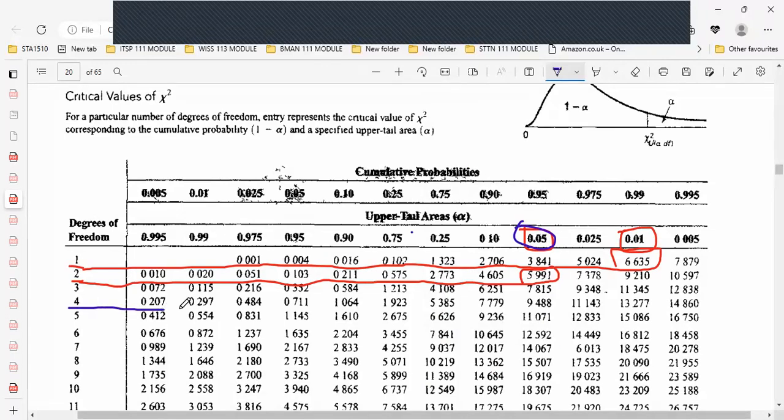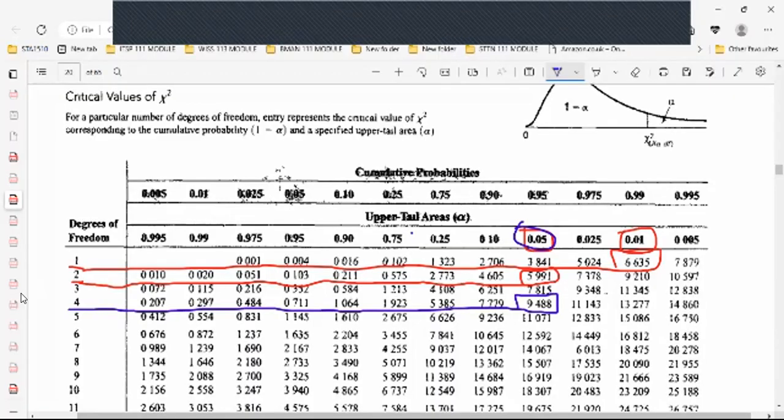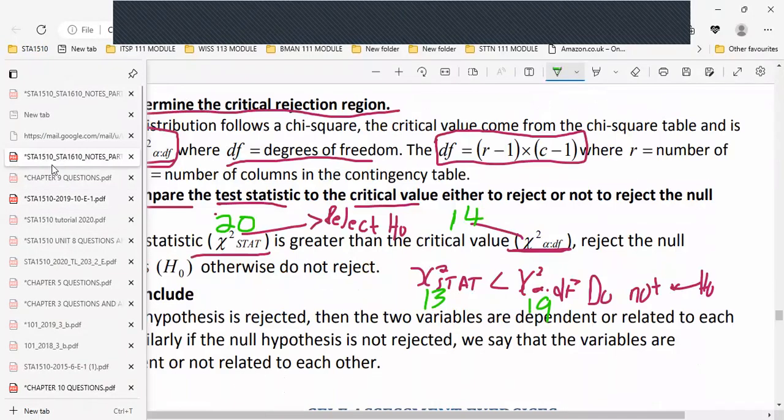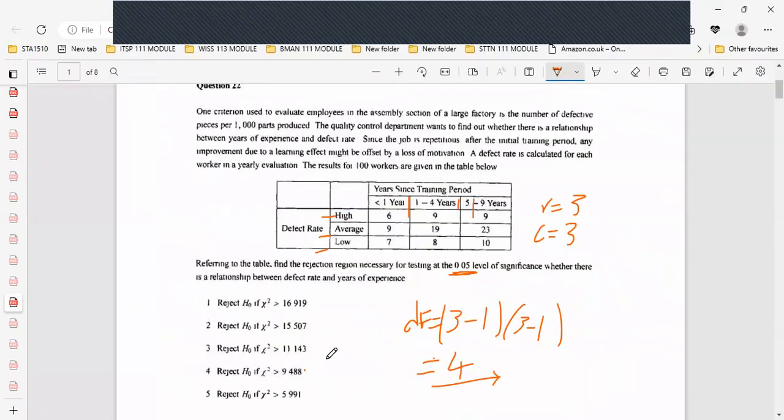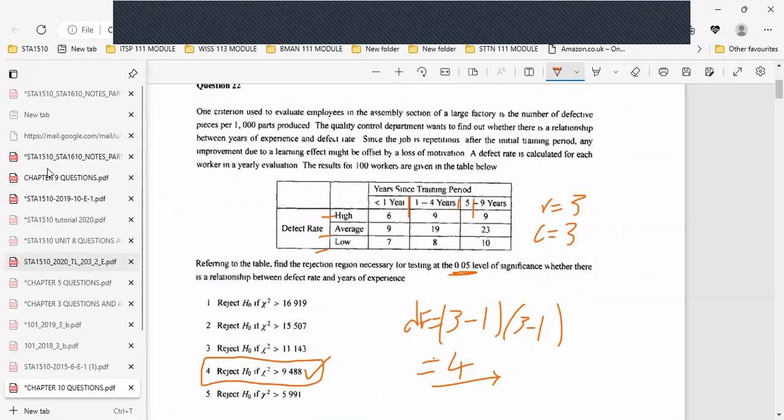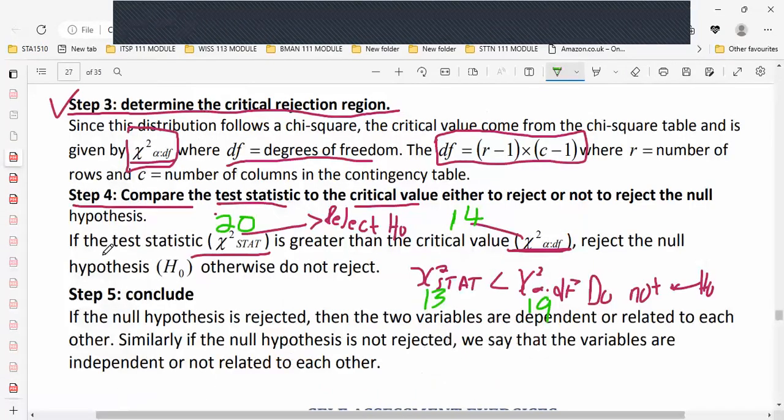It's 9.488. That's our critical value. Here you see it is 9.488. That's our answer. That's how you find it and how you compare. Then you are done. Any question before we move to the last step, step 5? Okay, step 4 done.